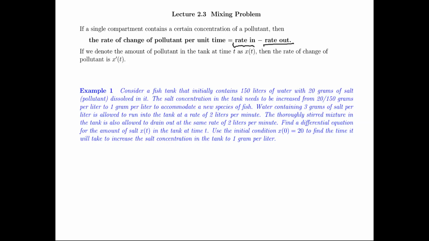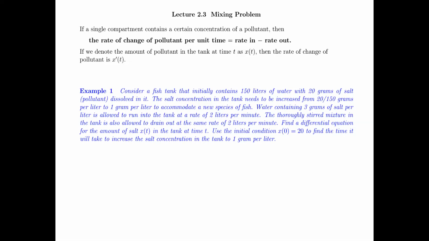If we denote the amount of pollutant in the tank at time t as x of t, then the rate of change of the pollutant is x prime of t, or dx/dt, whichever notation we want to use. Okay, so let's try to solve this question here. Take a moment to read through this, and once you've done that, continue on. All right.